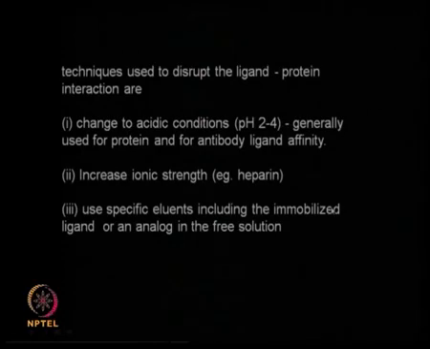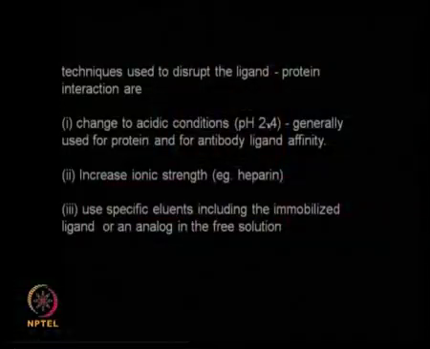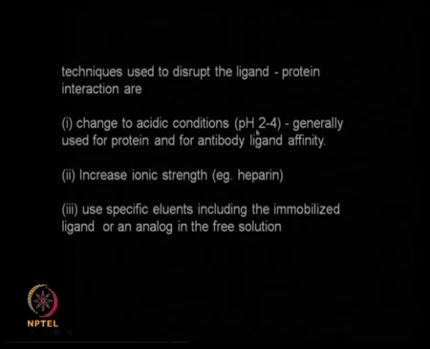So once you have captured these proteins or viruses, now how do you disrupt this ligand protein interaction, because you need to reactivate the column. How do you do that? We can change to acidic conditions, like we can bring down the pH to 2 to 4. So generally this type of approach is used if you want to separate protein and antibody ligand affinity.